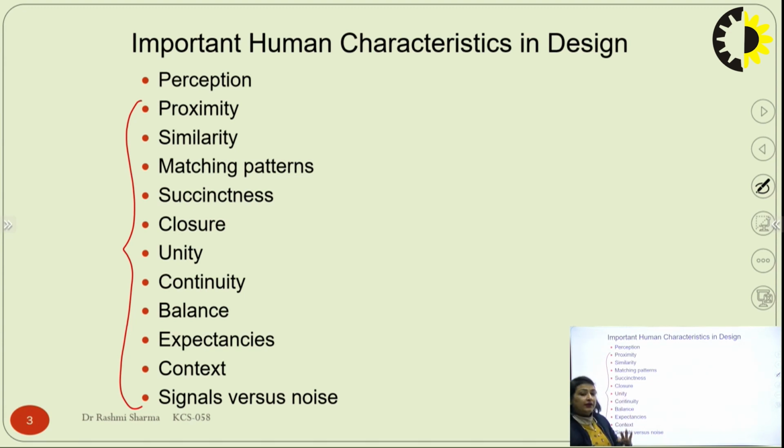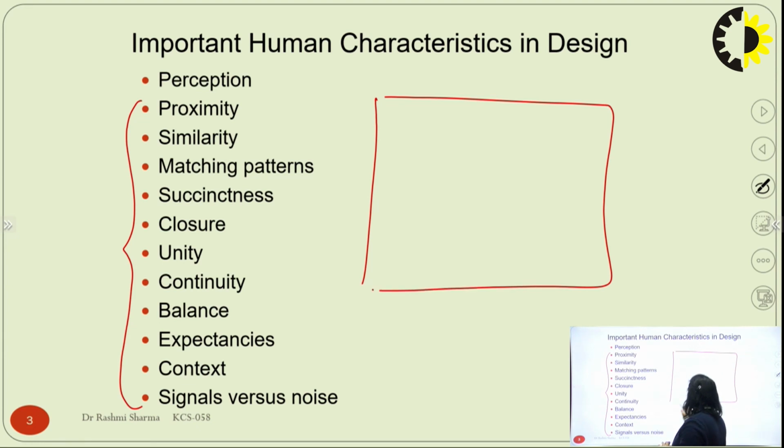First thing is proximity. See, for proximity, if I have a screen like this, in this screen I would be displaying all these perception points. One of my labels is name, and this name is written in Times New Roman 10, and your password is written in Arial 10.